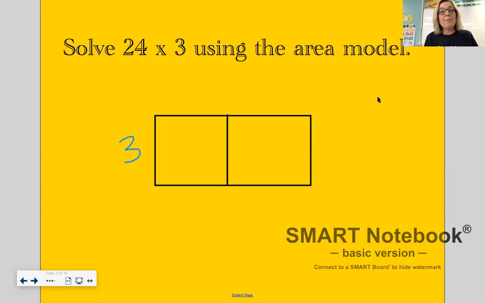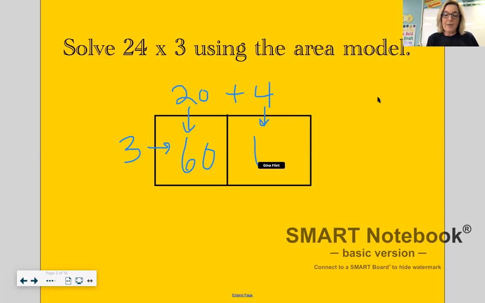Now, I know that I could break 24 into 20 plus 4. I could break it into 12 plus 12. However you do it, you get the same result. So let's do it both ways. Okay, so if we made this 20 plus 4, 20 plus 4 is the same as 24. And so 20 plus 4 times 3 is the same as 24 times 3. So all we're going to do is multiply. This is like a multiplication chart now. We're going to take this times this, and it's going to go here. 20 times 3, and then 4 times 3 is 12. And then we add those two, and we get 72. Okay? That's how you use the area model.